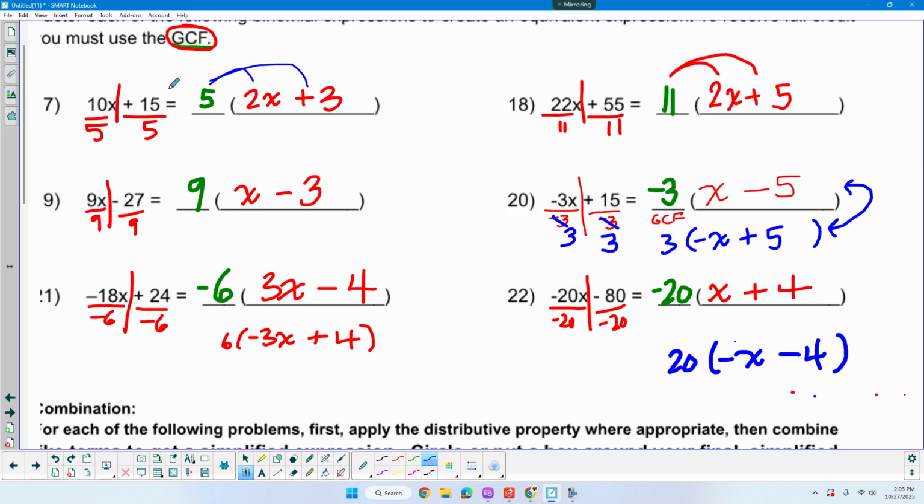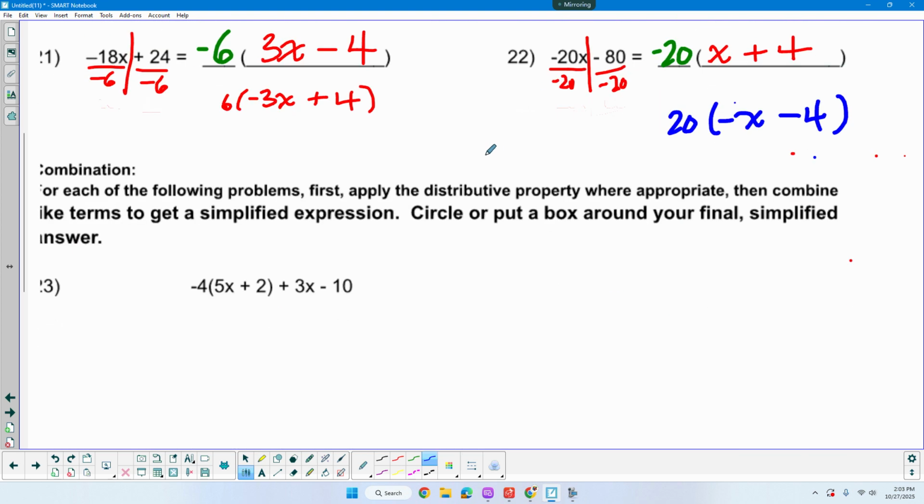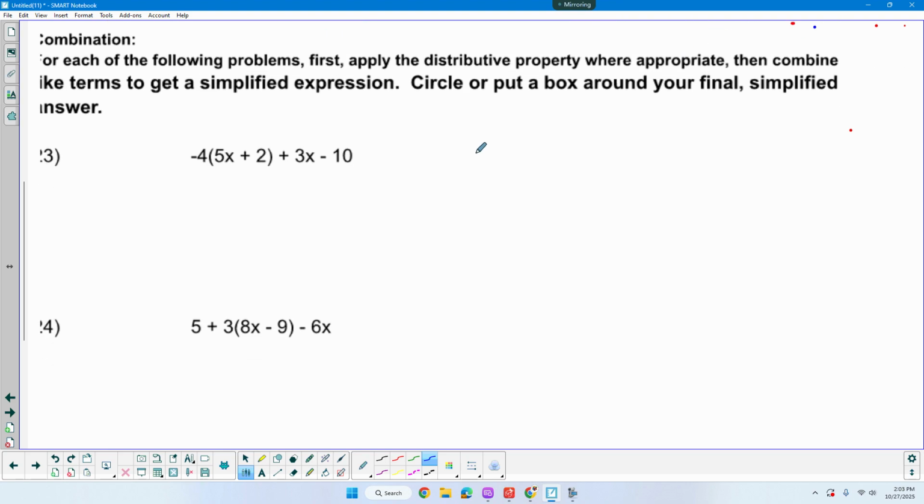Ideally, on the unit test, your work would look a lot like mine. You're chopping it up, you're showing the divided by, and you're double checking. It really is not a race. So doing these without the method is probably not advisable. Take your time, use what you've been taught. It works. All right, finally, a combination of these things.